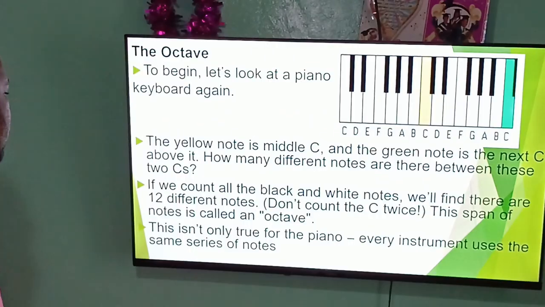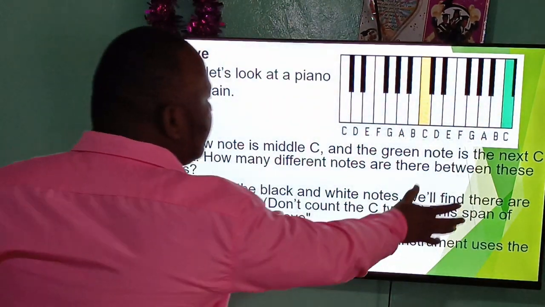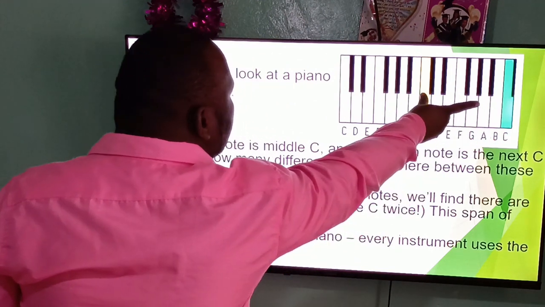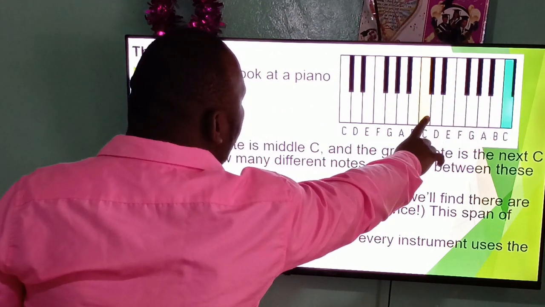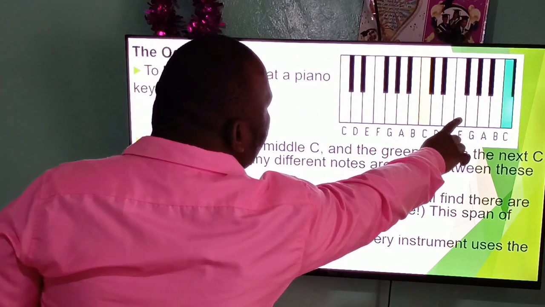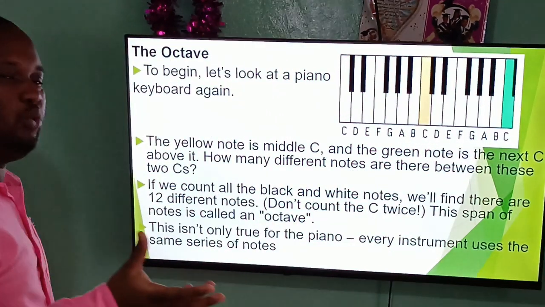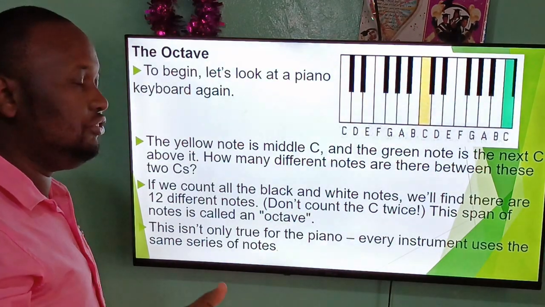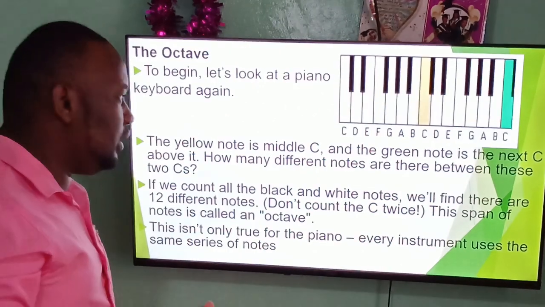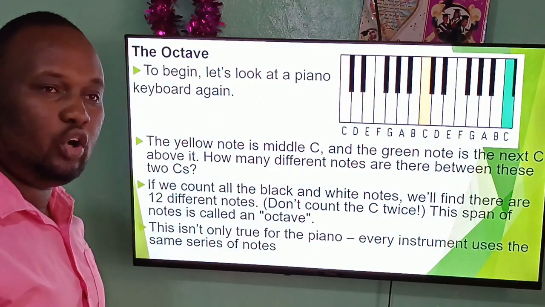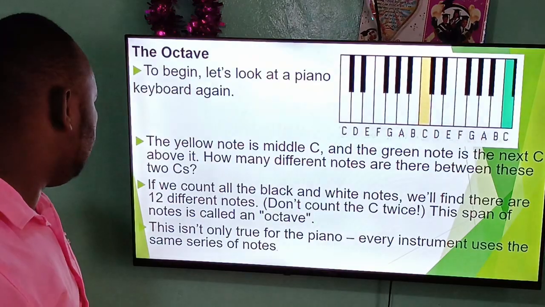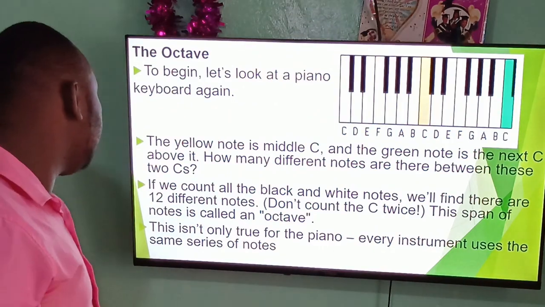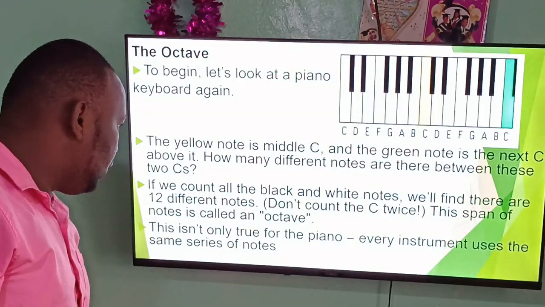This span of notes is called an octave. That is from this C to this C. It's an octave. Or if we exclude the black notes, you can just count 1, 2, 3, 4, 5, 6, 7, 8. As you know, oct means 8. So octave means those 8 notes. But if you count the tones and the semitones, you will get 12 different notes. This is not only true for the piano. Every instrument uses the same series of notes.